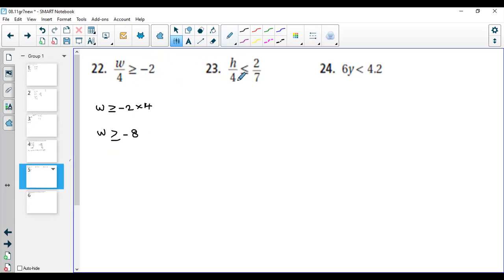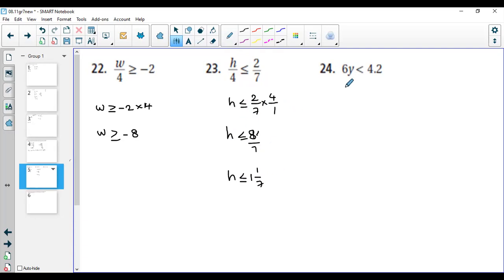Here, h divided by 4 is less than or equal to 2 over 7, which means h is less than or equal to 2 over 7 multiplied by 4 over 1, as we are multiplying a fraction. This gives us 8 over 7. If you choose to leave the inequality like this, that's fine, but it's also perfectly fine if you write h is less than or equal to 1 and 1 over 7.